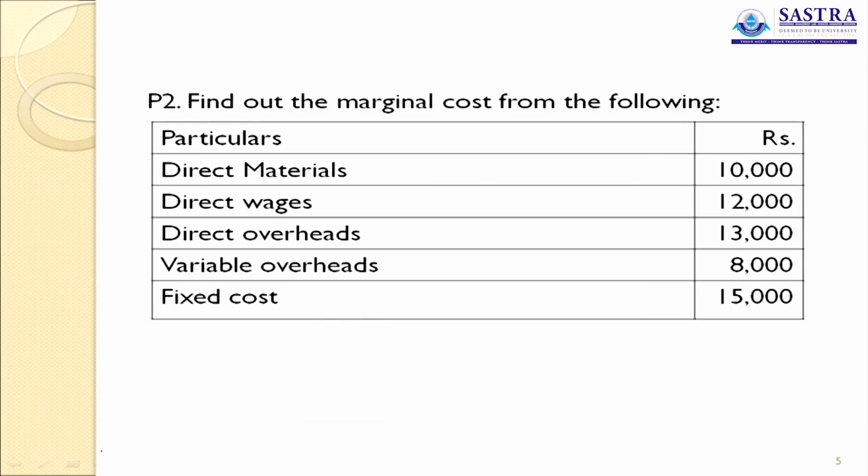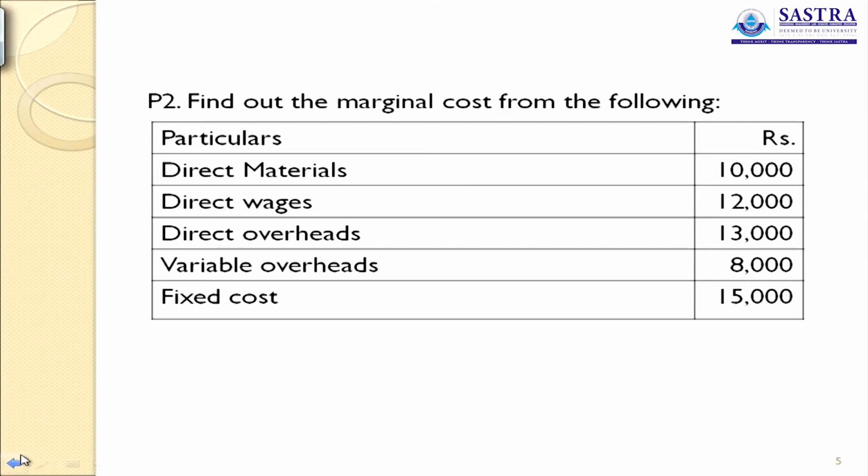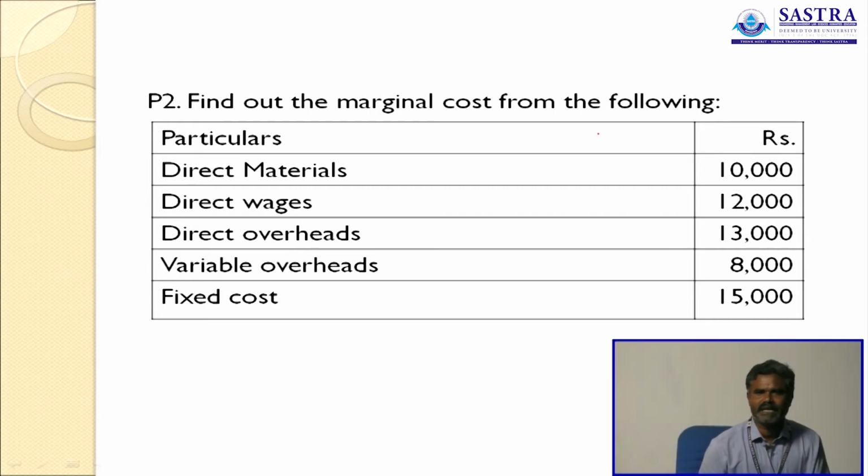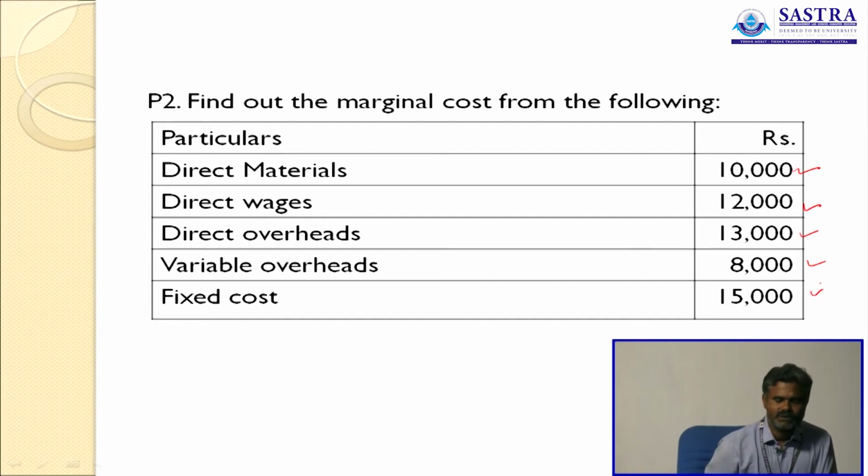Now problem number 2. Find out the marginal cost from the following. Here in this problem, they ask you to find out only the amount of marginal cost. So direct materials 10,000, direct wages 12,000, direct overheads 13,000, variable overheads 8,000, fixed cost 15,000. But they ask you to find out only the value of marginal cost.